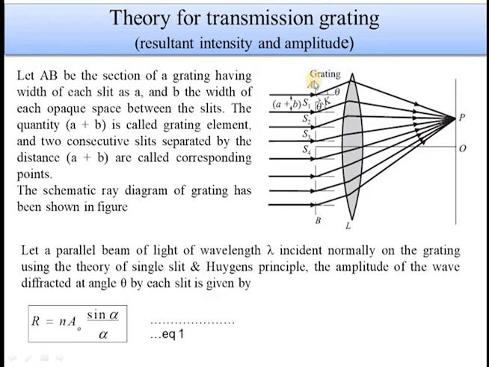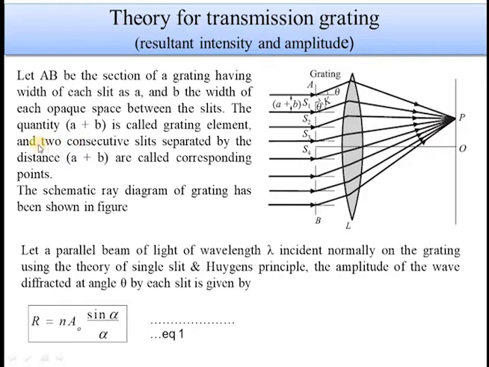Suppose we assume a grating AB. This is the point A and this is the point B, such that each slit has a width a and the opaque region has a width b. The quantity a plus b: a is the region through which the light passes, that is, it is a transparency, and b is the ruled portion through which light doesn't transmit. It is opaque to light and it is an opacity. The sum a plus b is known as the grating element.